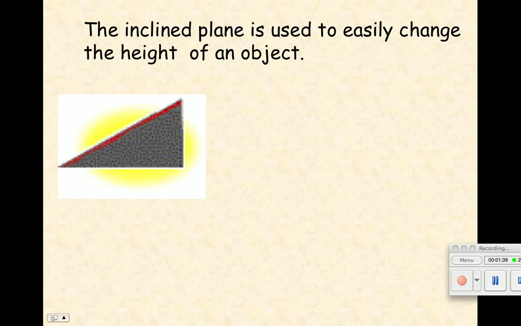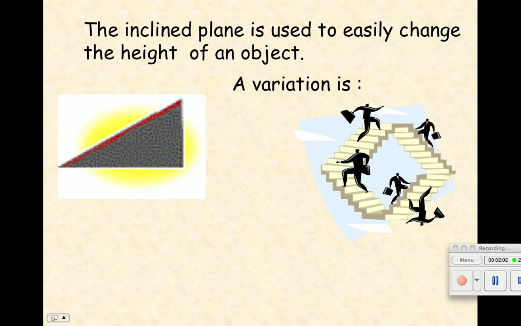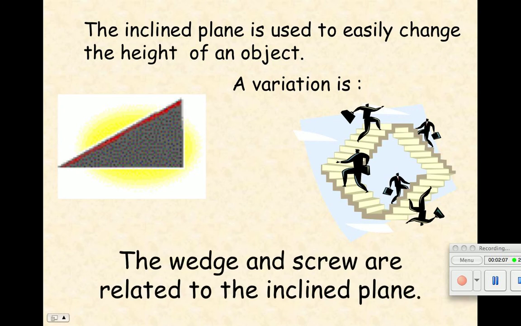So the inclined plane is used to easily change the height of an object. Instead of lifting a box from the ground up into a truck, for instance, we can just move it up the ramp. And you're taking it up a certain height by moving it with a force along a different angle or direction. Okay. A staircase is an example of an inclined plane, just a variation of that. And the wedge and the screw are related to the inclined plane.